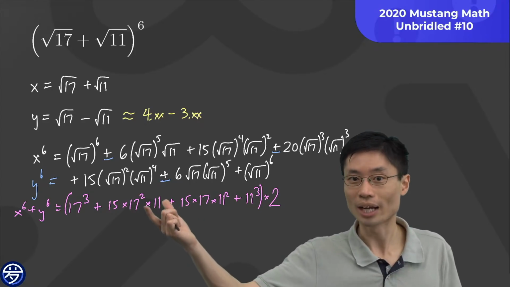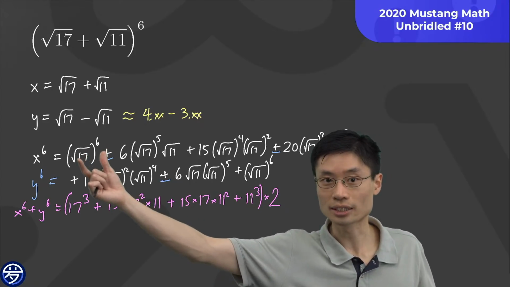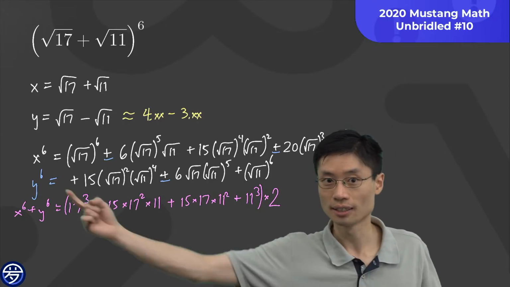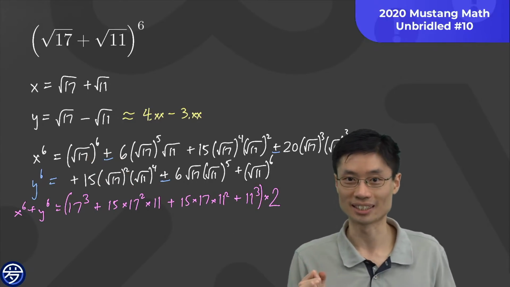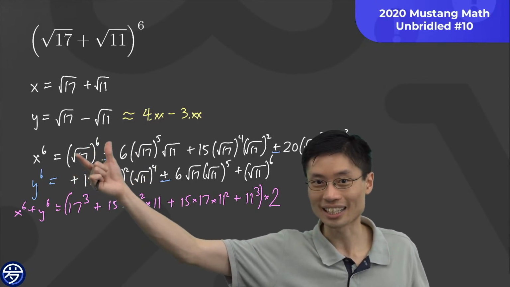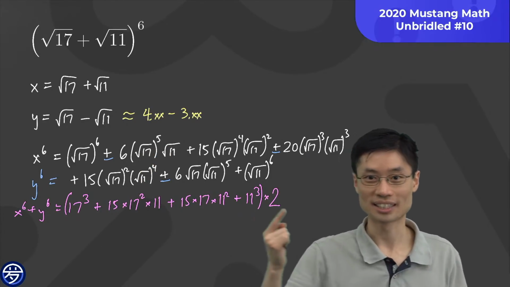And so why is it times 2? It's because x to the 6th has a root 17 to the 6th. Y to the 6th has another root 17 to the 6th. When I add them together, I get 2 of them. So it should be this times 2.